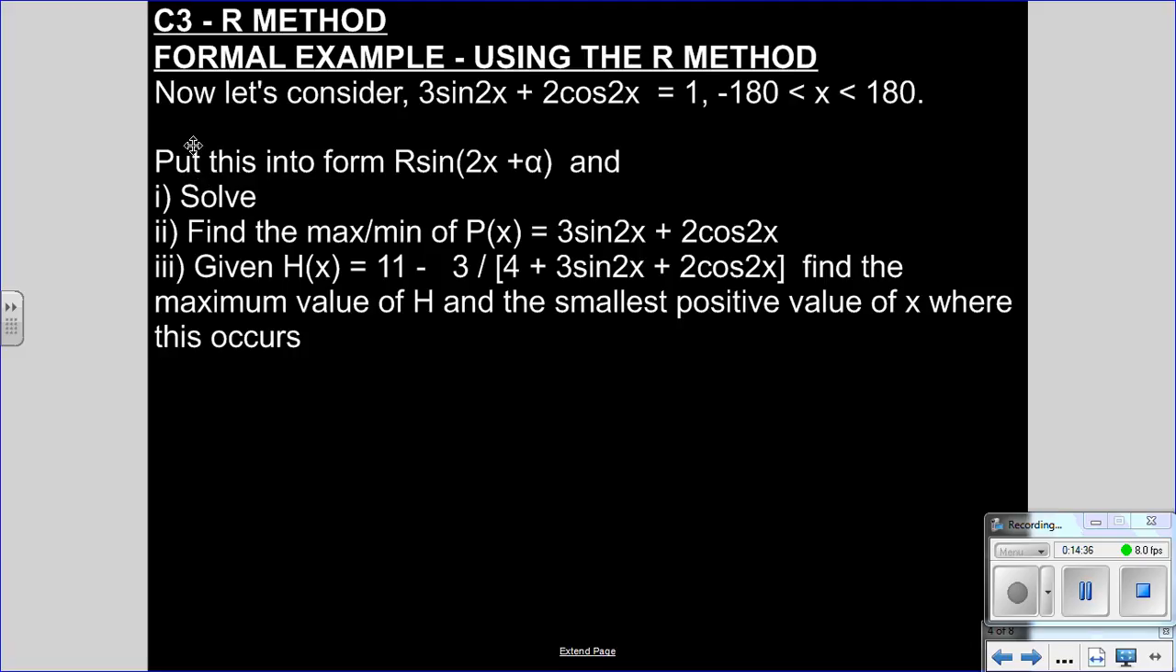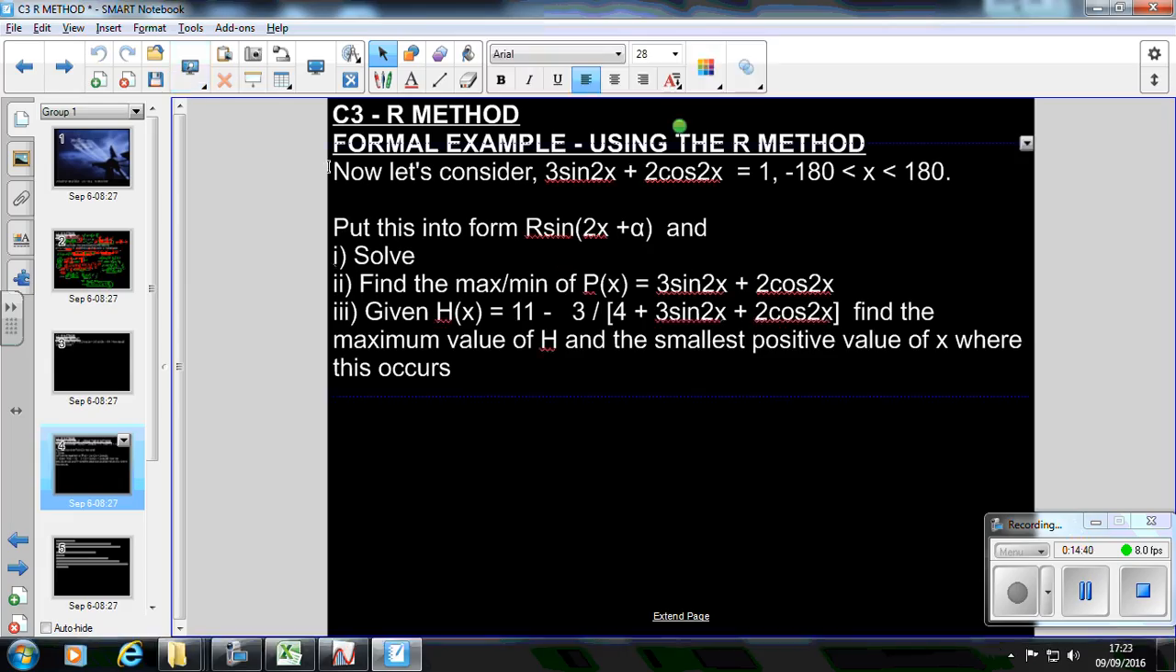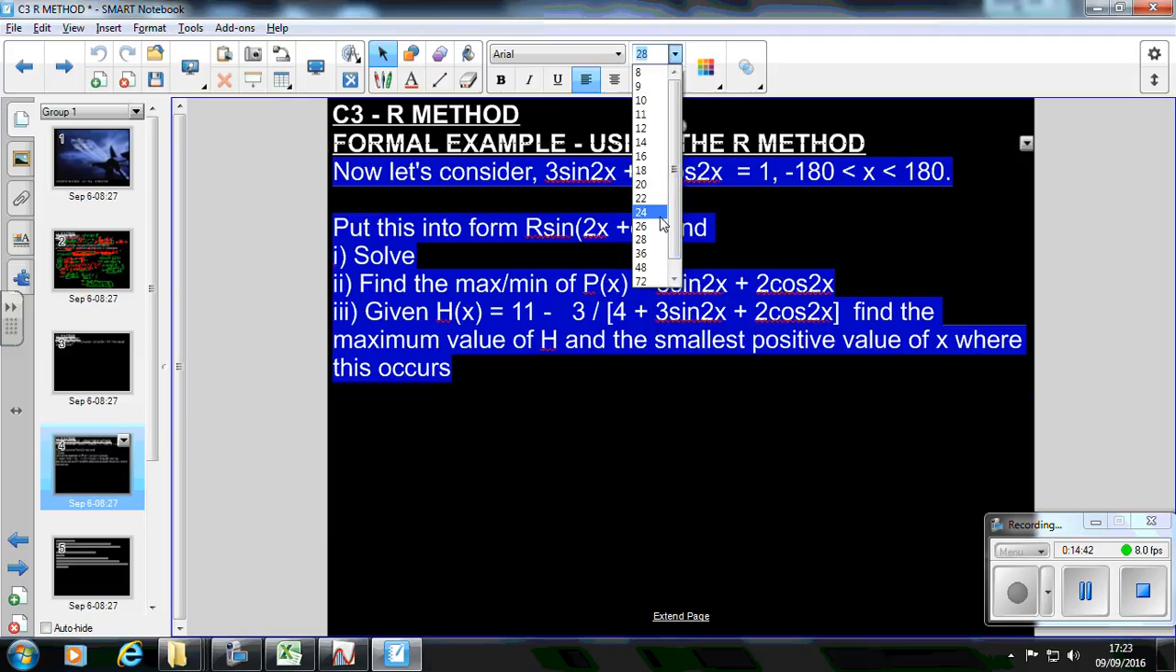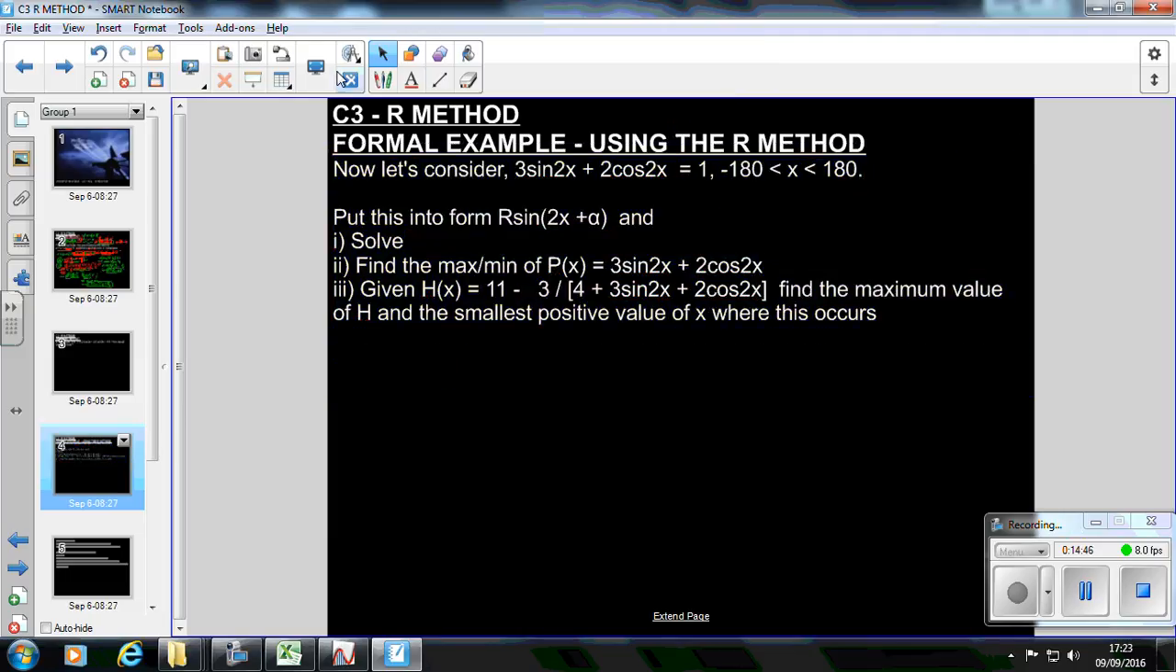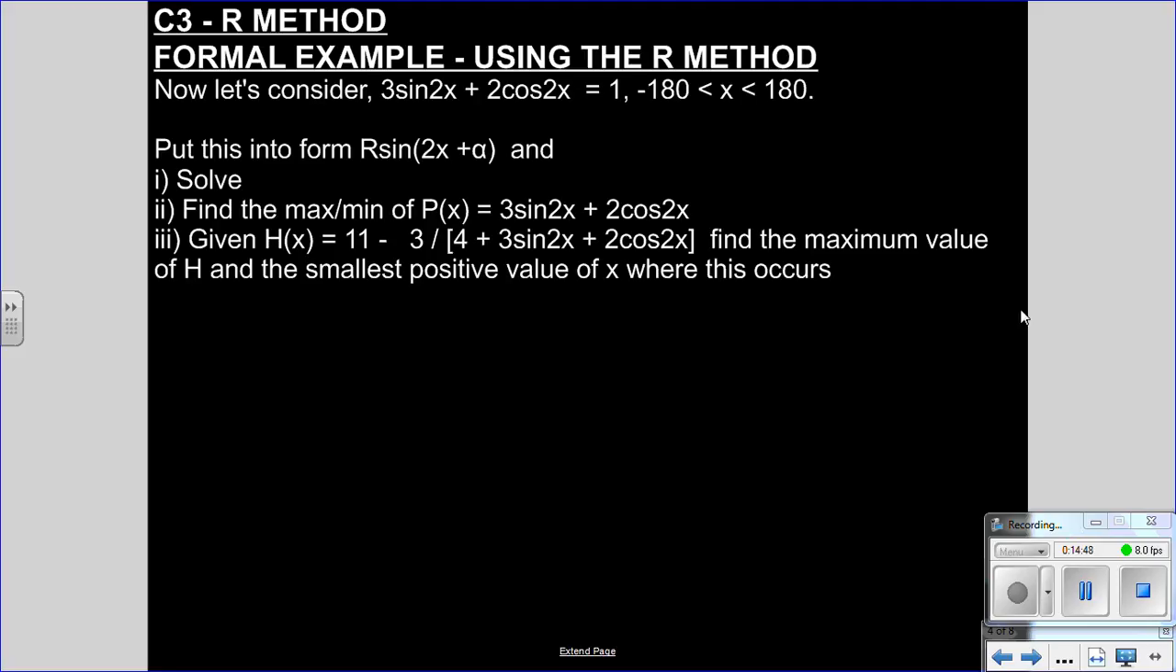So here's a formal example. Let's just make this a bit smaller. 24. Okay. So let's consider this scenario. 3 sine 2x plus 2 cos 2x equals 1. We're in degrees this time, remember. Is this in R method form?